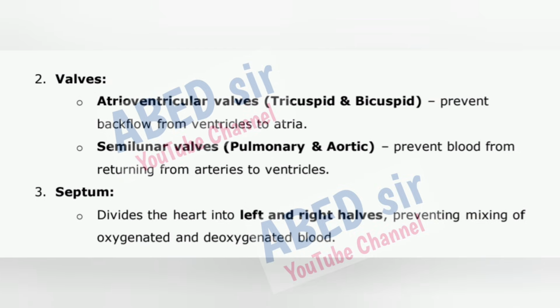2. Valves. Atrioventricular valves, tricuspid and bicuspid, prevent backflow from ventricles to atria. Semilunar valves, pulmonary and aortic, prevent blood from returning from arteries to ventricles. 3. Septum. Divides the heart into left and right halves, preventing mixing of oxygenated and deoxygenated blood.